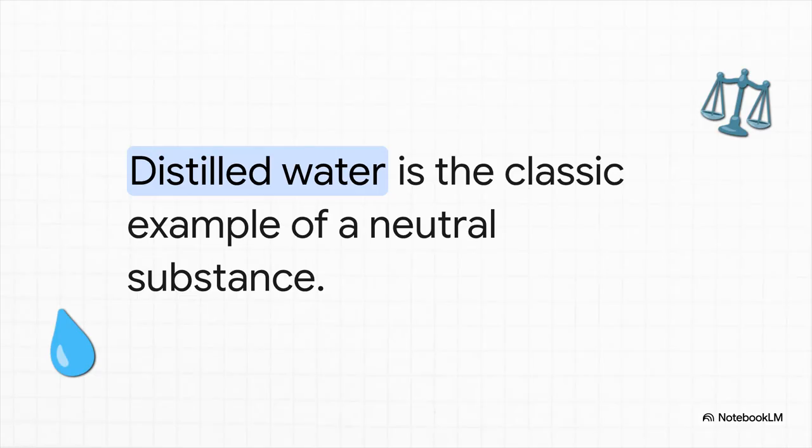And now we've arrived smack dab in the center of our scale, the perfect midpoint, a pH of 7. This spot is considered perfectly neutral. It's not acidic and it's not basic. The classic example here is pure distilled water. It is the perfect point of balance.